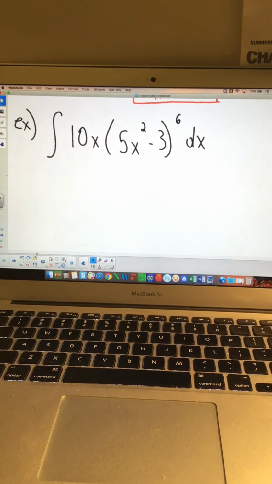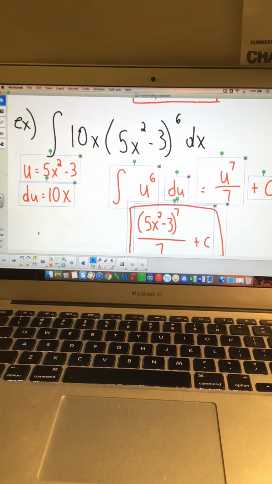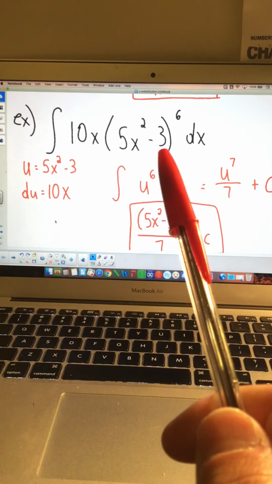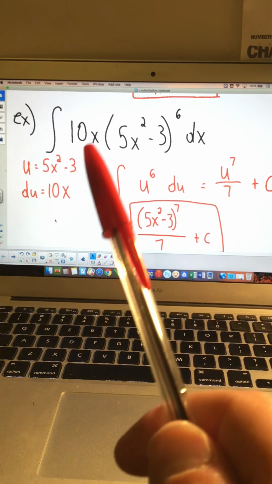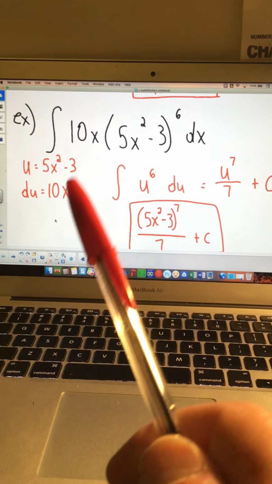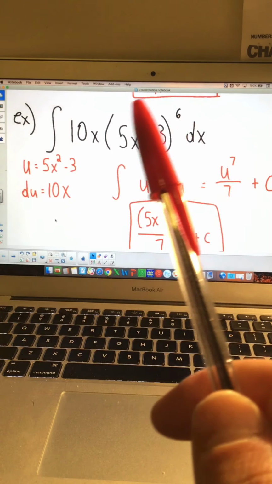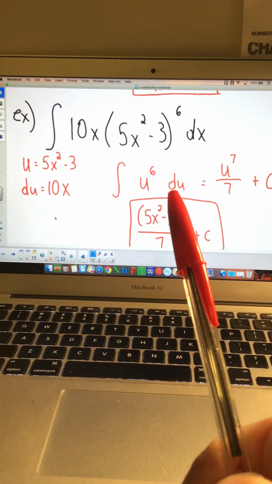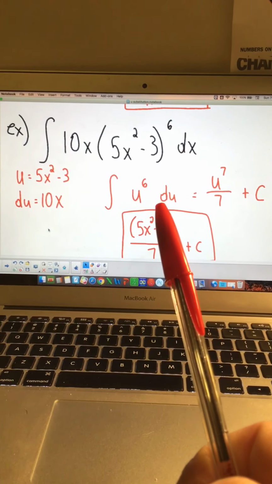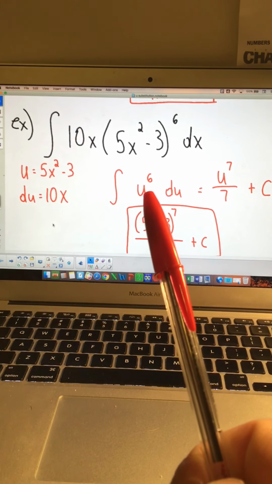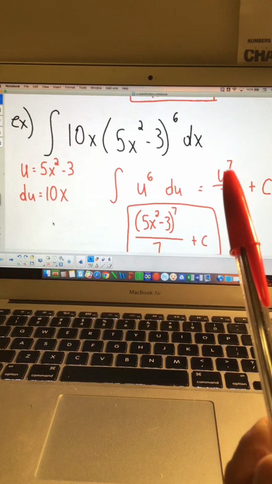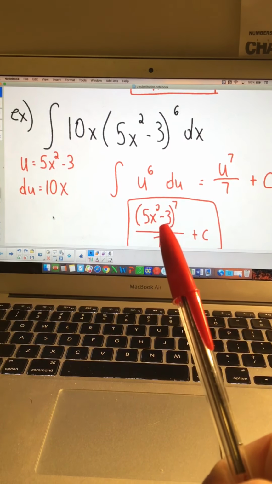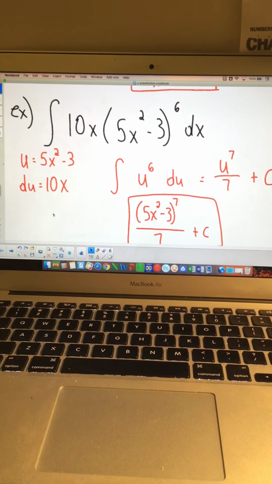So lo and behold again, everything matches. U, 5x squared minus 3. Its derivative is 10x. It all matches up. So we can replace all this, u to the 6th power du. When we integrate, add 1, put it over the new, not forgetting Carlos. Make sure we replace u again.